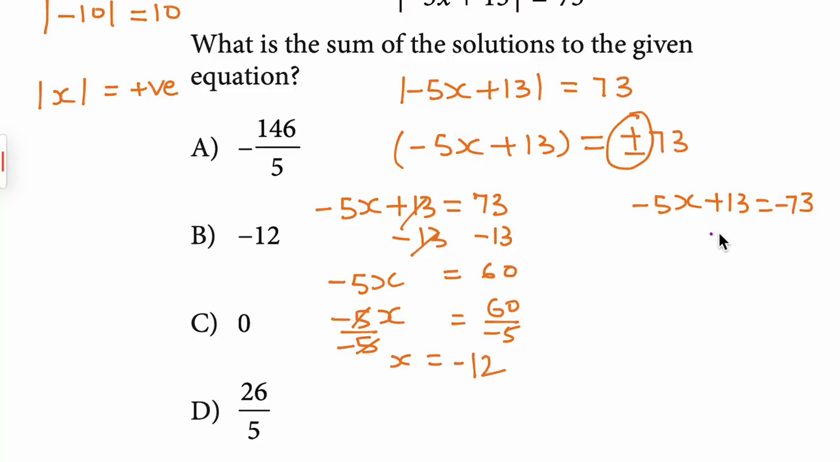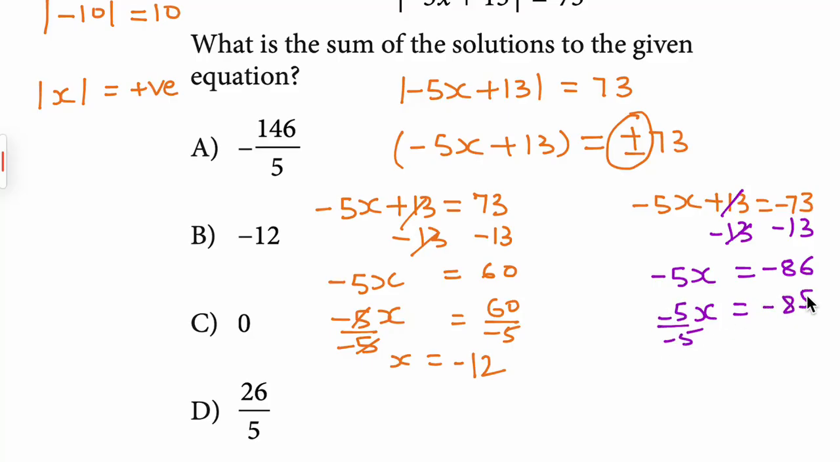Now let's solve the other one. Subtracting 13 on both sides, negative 5x is equal to negative 86. Now dividing by negative 5 on both sides, negative 86 by negative 5 cancelled, so x is equal to 86 over 5. So here x can take both the values. One, it can be negative 12, other, it can be 86 over 5, right?